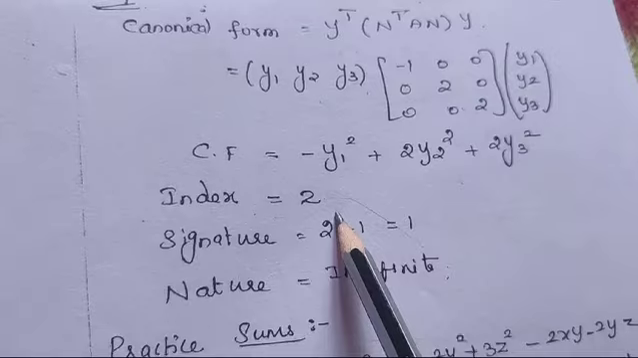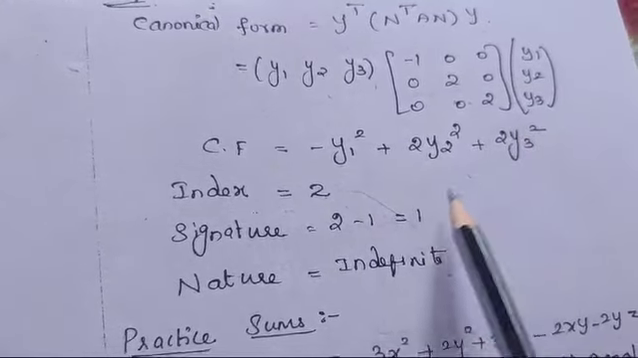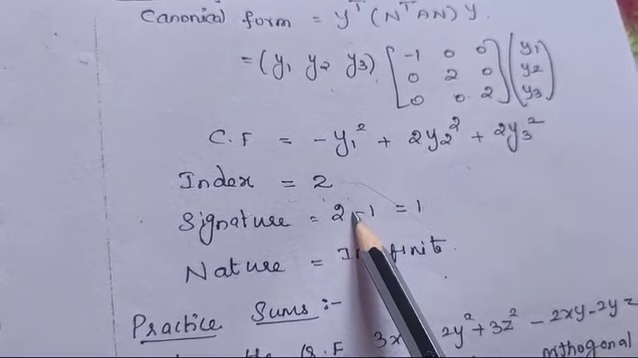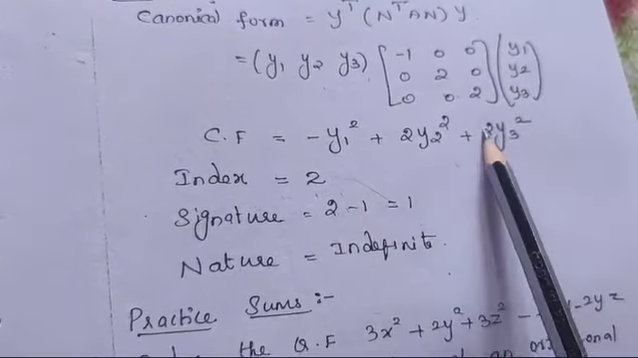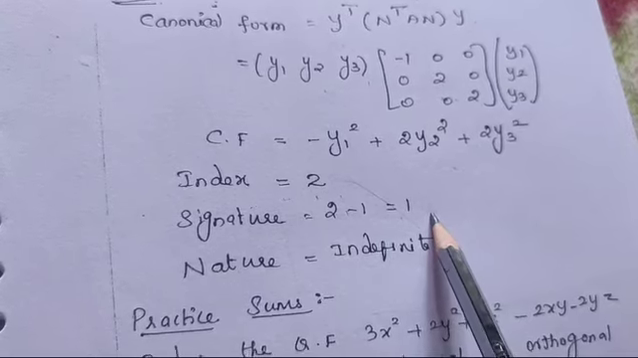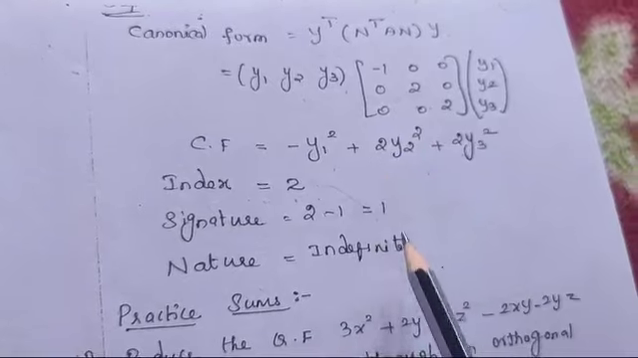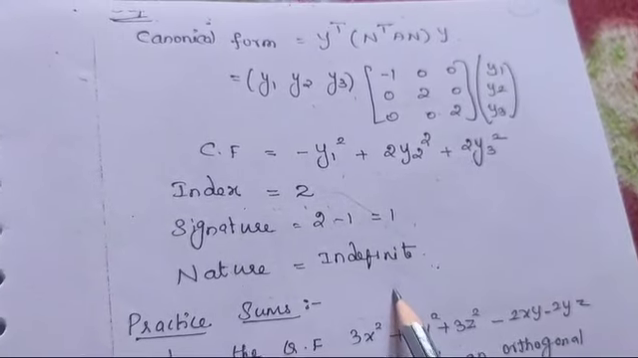Index is the number of positive terms. Here there are 2 positive terms, so the index is 2. Signature is the number of positive terms minus the number of negative terms. Here 2 positive terms minus 1 negative term, we get 1. For the nature, we have both positive and negative terms. Positive and negative are mingled, which means the nature is indefinite.